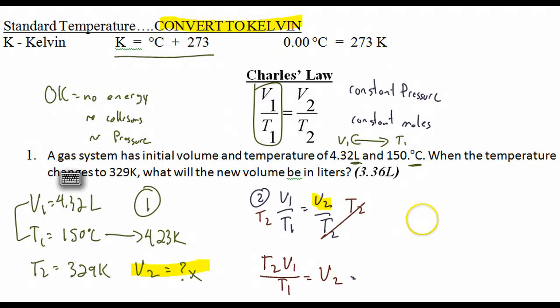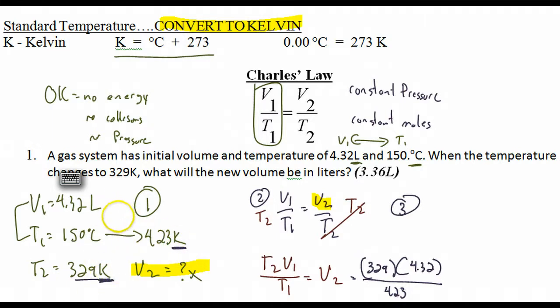Now the third step is to plug and chug. So I took inventory already, so T2 is 329 Kelvin. V1 is 4.32 liters. T1 is 423 Kelvin. It's already set up to be the correct units, matching units. I take care of that when I take inventory. I don't go back into try to decode the equation again. I already did it when I took inventory.